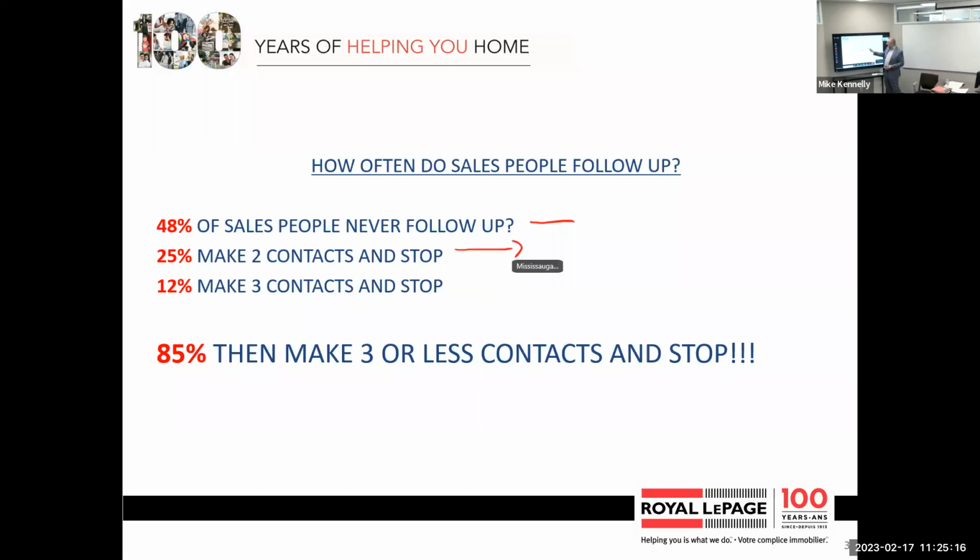25% of the people make 2 contacts and stop. So they respond to the first lead and they make one more call. So you're up to 73%. 12% make 3 contacts and stop. So they've taken the initial lead, made a couple more calls, and then they're out of the game because the prospect said, no, not interested. If you add this up, 85% of all your competitors stop after 3 contacts.